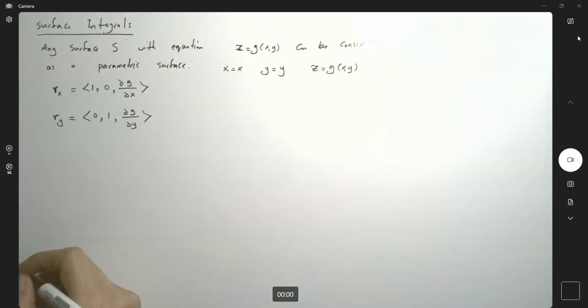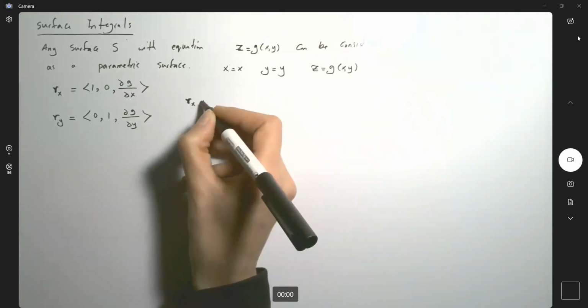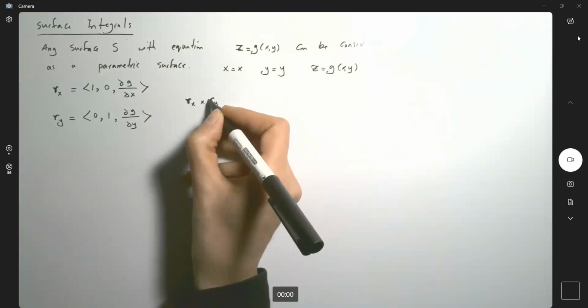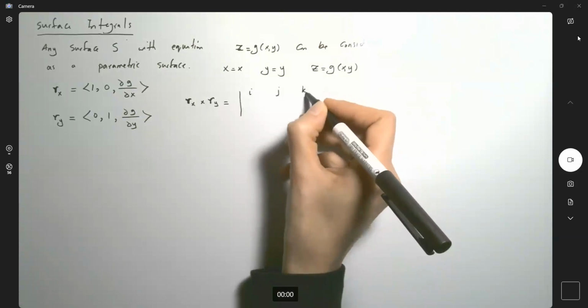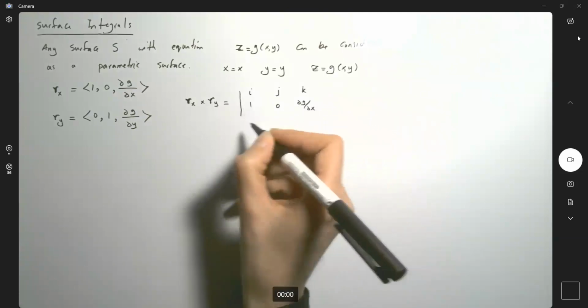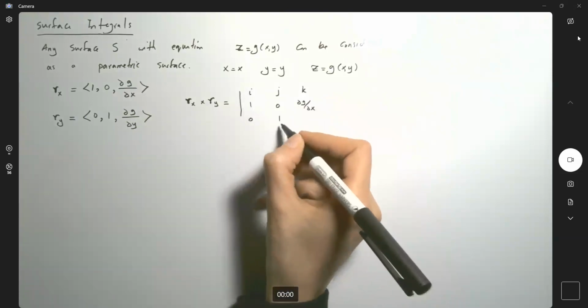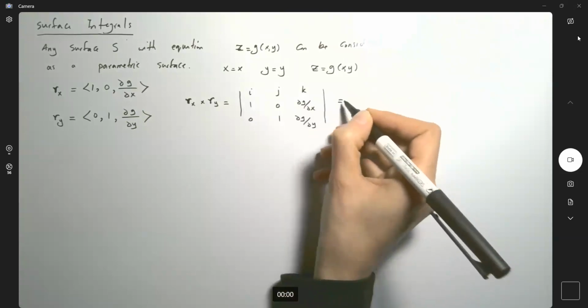And then the partial derivative of r with respect to y is going to be, now it doesn't have any y in it, so it's going to be 0. This one with respect to y is 1. And this one with respect to y is the partial derivative of g with respect to y. Now you can find the cross product between these two, r_x cross r_y, which is equal to i, j, and k; 1, 0, partial derivative of g with respect to x; 0, 1, and partial derivative of g with respect to y. Can do the computation.